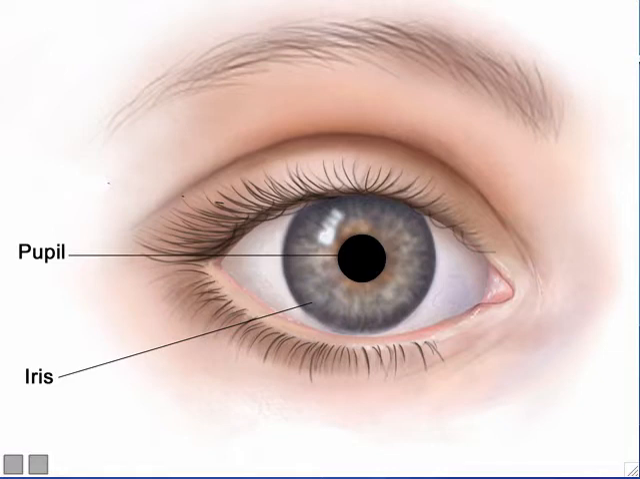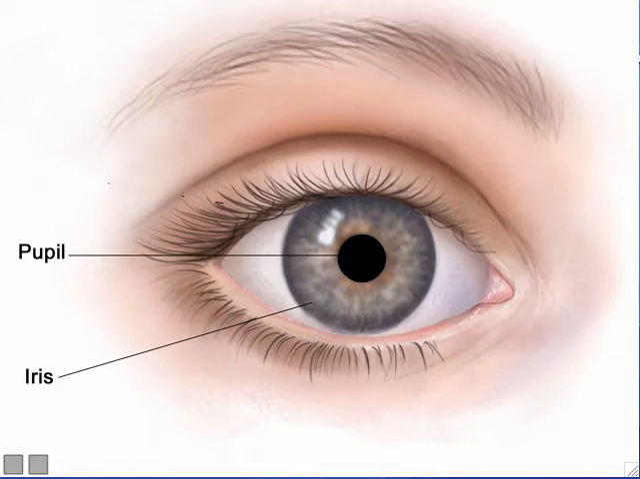The iris is actually some pigmented smooth muscles, and the job of the iris is to control the size of the pupil. In other words, different ways that the smooth muscles of the iris can contract or relax can make the pupil larger or smaller. And the iris does that. It changes the size of the pupil to control the amount of light that's entering the eye.